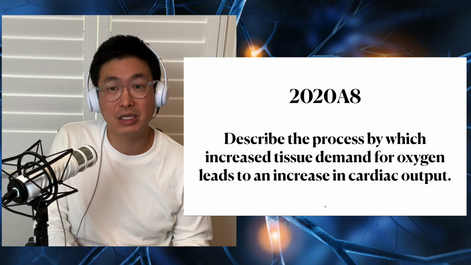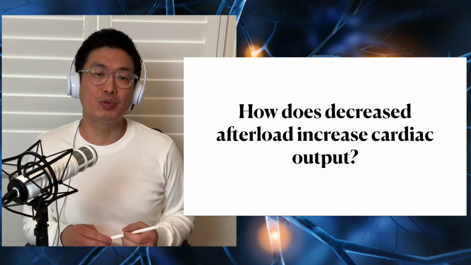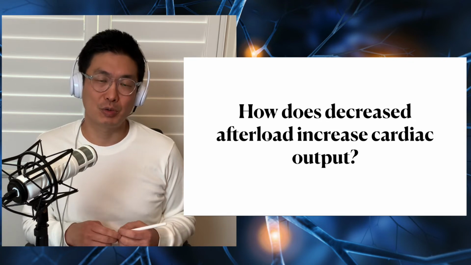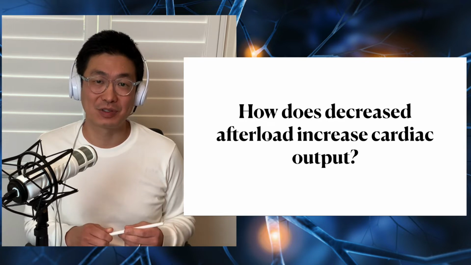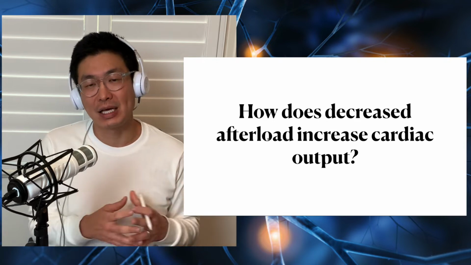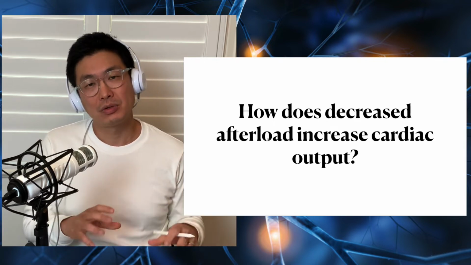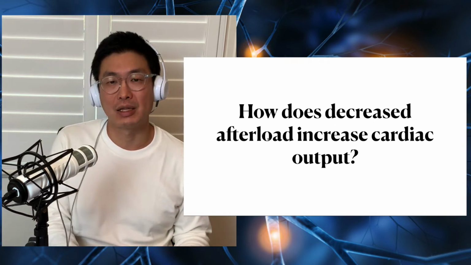Now, the question is from the 2020 question 8 paper, which is: describe the process by which increased tissue demand for oxygen leads to an increase in cardiac output. Now, I thought another way to rephrase this question, which will be a little bit more interesting, is: how does a decreased afterload increase cardiac output? And I think rephrasing the question this way gave me a little bit of direction in terms of how I thought I should be approaching this question here.